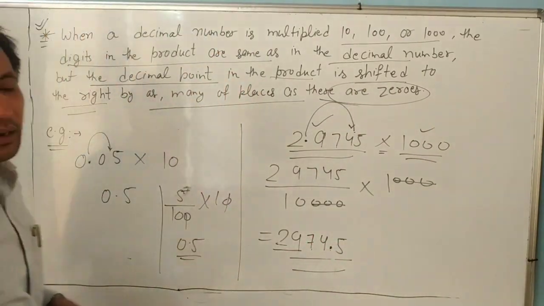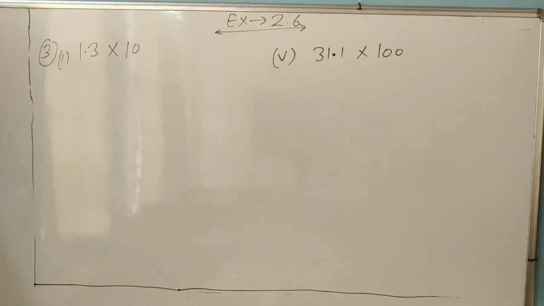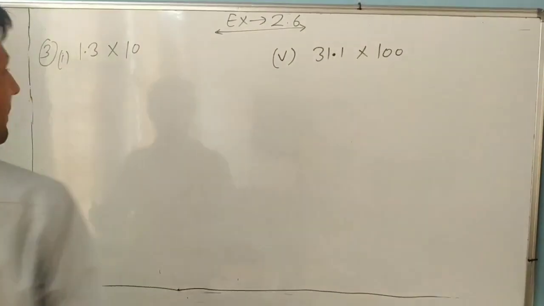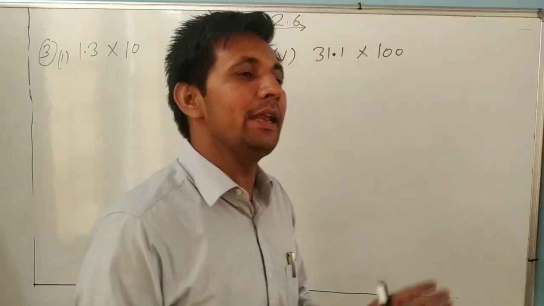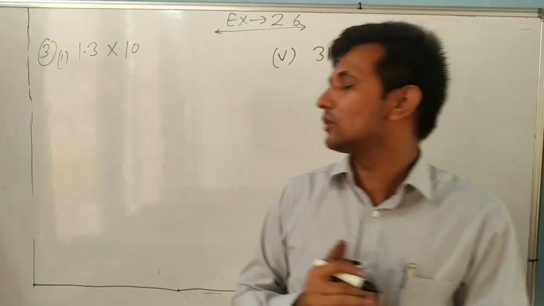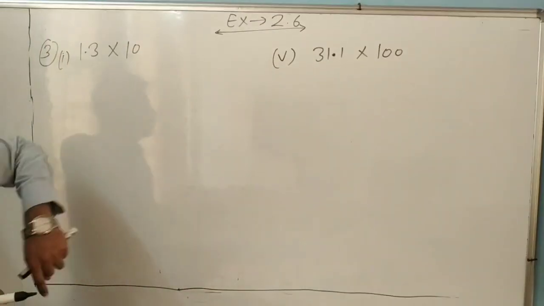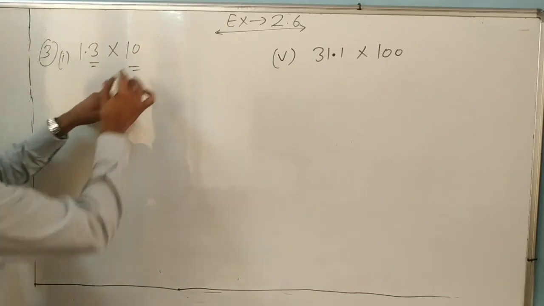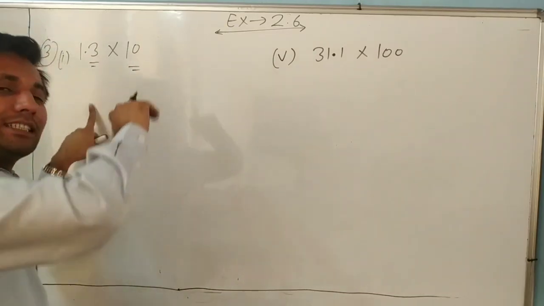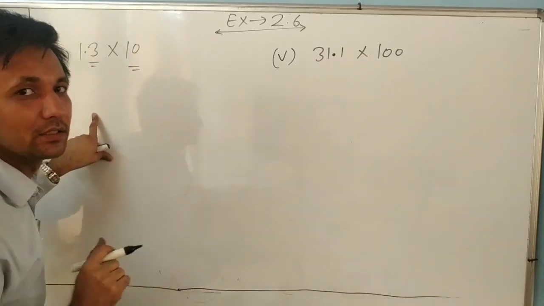Now we will start our questions, dear. Please note it down. Now, question number 3. Always remember this formula is applied whenever we multiply by 10, 100, 1000 or 10,000. So what is the first part here? 1.3 into 10. What will we do? We observe how many 0s in 10? 1. So therefore the decimal is shifted to the right side by 1 digit.